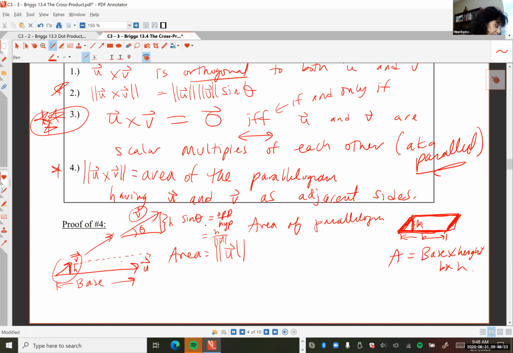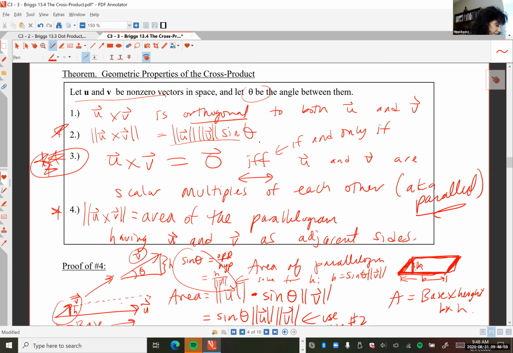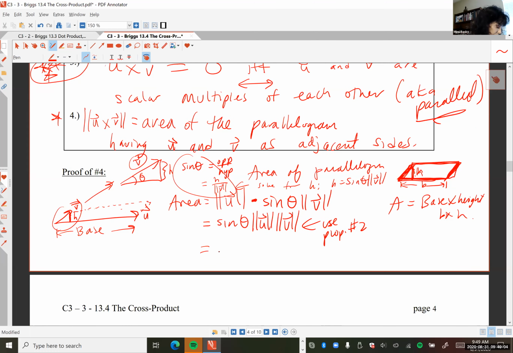So what I'm saying is if I solve this formula for H, my H is essentially equal to sine theta times the magnitude of V. So my area is the area of the base times the height, which is sine theta times magnitude of V. And if I rewrite this area formula a little bit nicer, it looks like that. Now use property 2 backwards. What do you mean? If you look at property 2 in this theorem, and you look at the right-hand side, it also means the same as the left-hand side, that's what I'm saying.